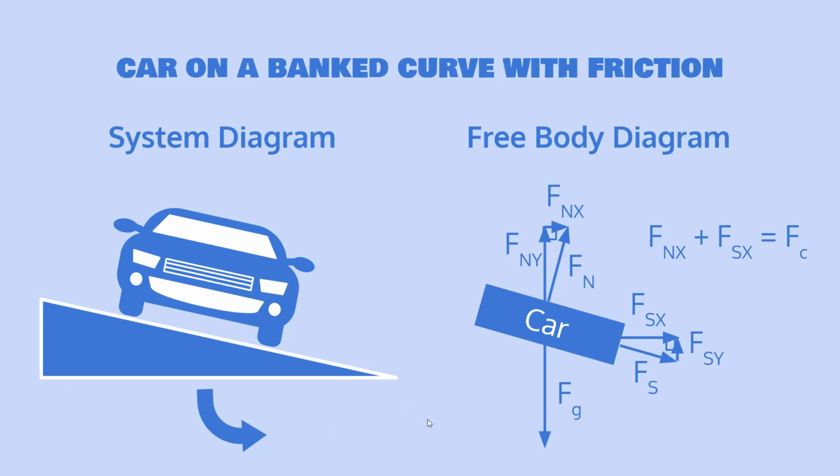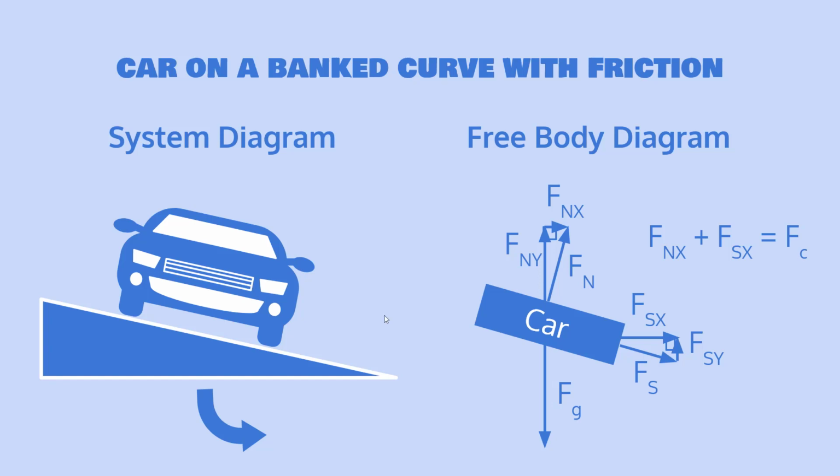So there are two forces in the x direction. So we have the x component of the normal force plus the x component of the force of static friction. And so both of those added together are going to equal the centripetal force. So in this case, both the normal force and the force of friction are involved in making the car turn and preventing it from just flying off the turn.